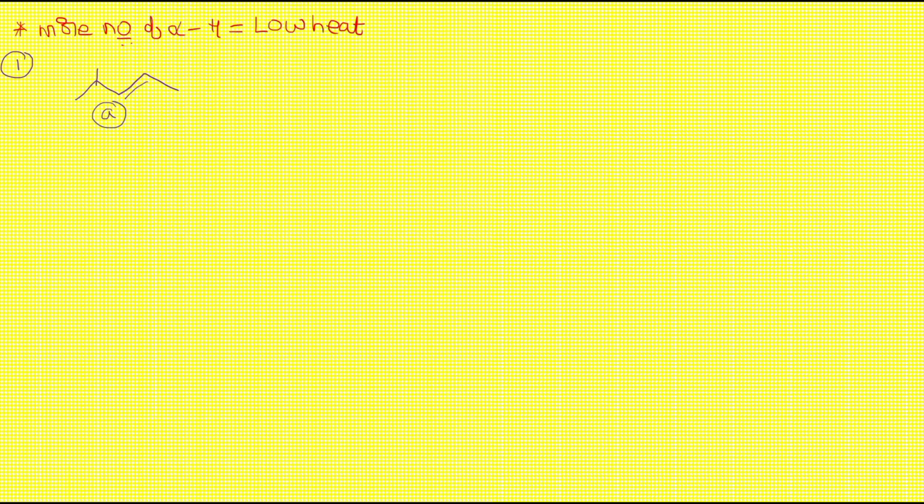Example A, B, C, D. So, out of the 4 compounds given, which compound will have more heat of hydrogenation, which of the following compounds will have low heat of hydrogenation, and sometimes they will ask about the order also, increasing order, decreasing order, whatever.